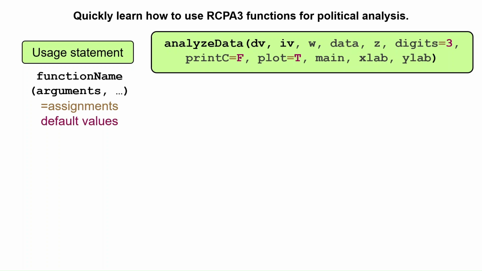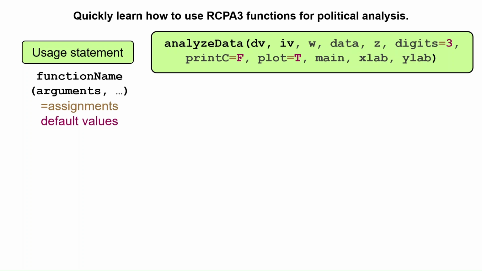The usage statement also shows default values. Default values are the values of arguments if none are specified by the user. It defaults to these settings. So for analyzeData, for example, digits will default to the value of 3 if no other value is specified. printc will be FALSE by default. The capital F stands for FALSE by default, but the user could change it to TRUE. But it's FALSE to begin with unless changed.